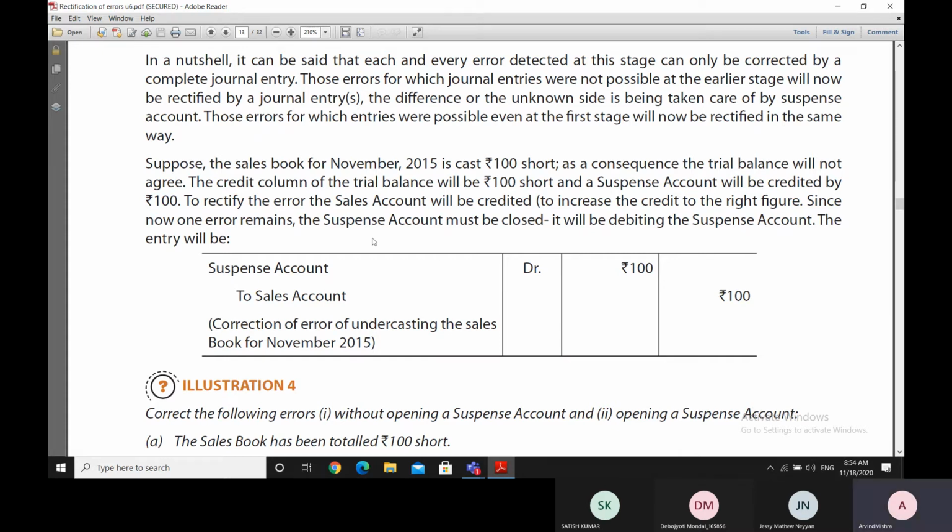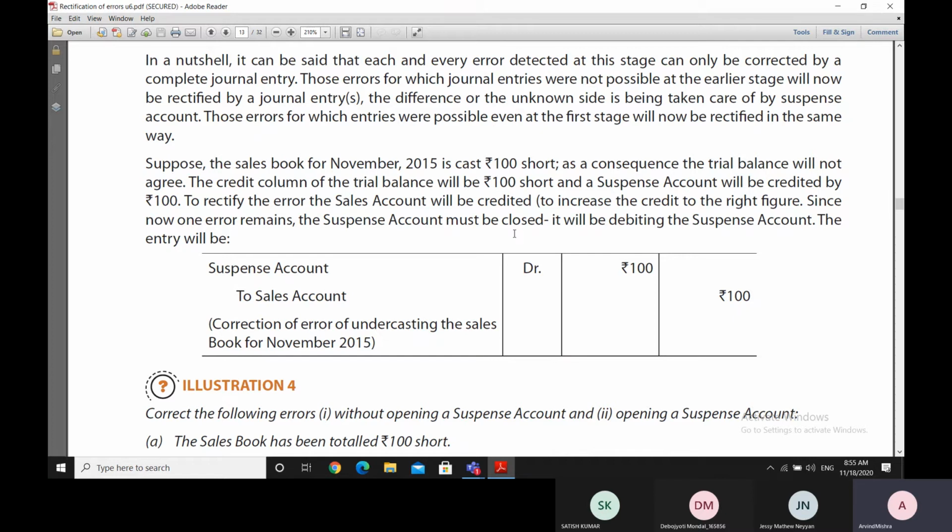Since the suspense account must now be closed, we will debit the suspense account to close it, and we credit the sales account once we find out that the difference was due to the sales book being cast short. What is happening is that when the trial balance is prepared, we find that the credit side is less than the debit side by rupees 100. So we credit the suspense account by rupees 100.